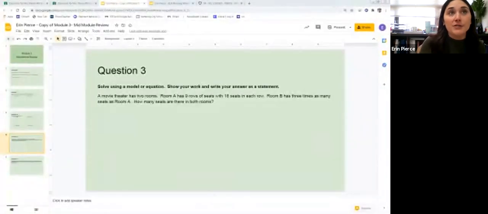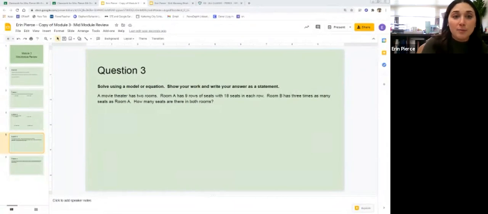It says, solve using a model or equation, show your work, and write your answer as a statement. So you're going to share the answer, and you're also going to write it in a statement. So it says a movie theater has 2 rooms. Room A has 9 rows of seats with 18 seats in each row. Room B has 3 times as many seats as room A. How many seats are there in both rooms?